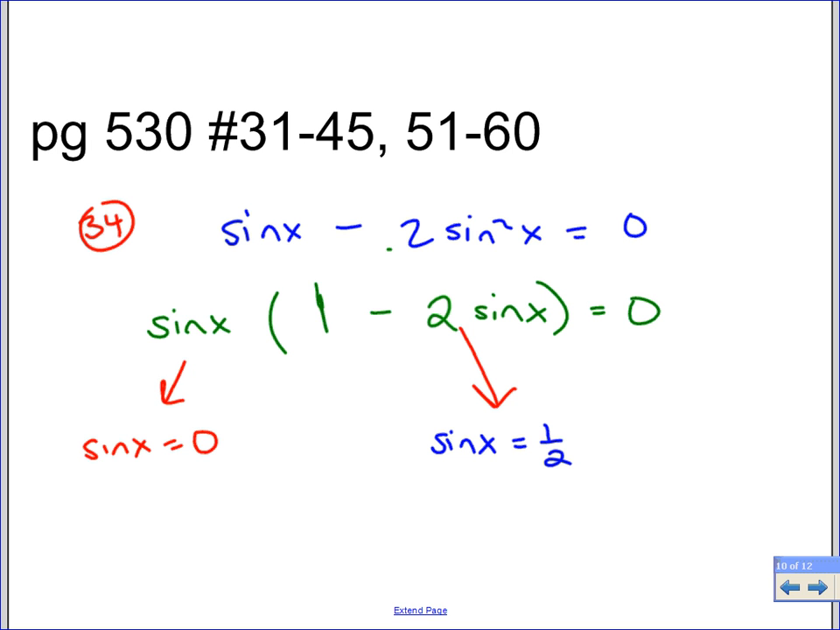Now we're on the unit circle, and sine is the y value. This one will be 0 and 180, and we're in degrees. Down here and over here, that sine being 1/2, remember, sine is the y value, so it's going to be 30 and 150. Yeah, 30 and 150.